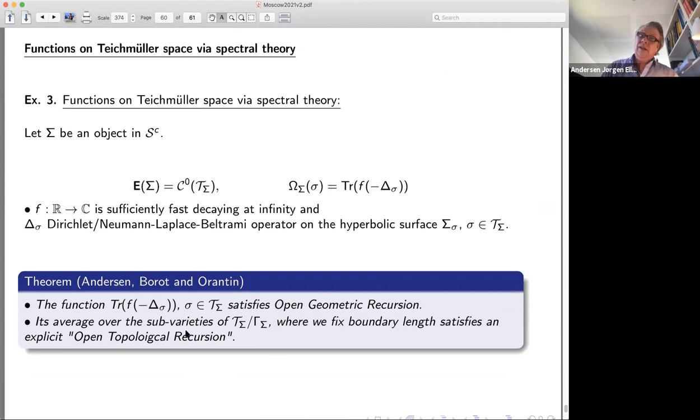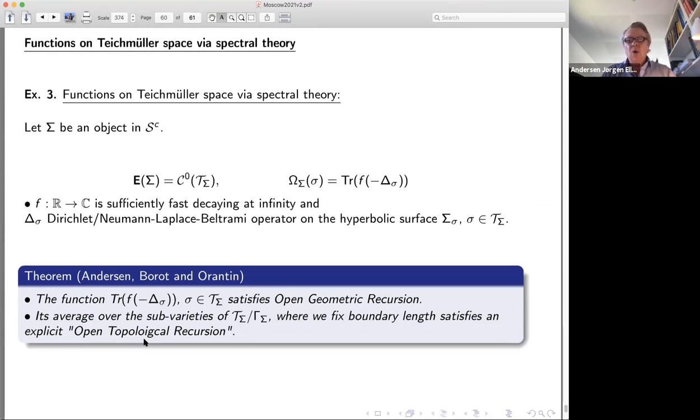And when you integrate this guy over moduli spaces, you will get some form of recursion which only depends on lengths of the boundary. And that's what we call open topological recursion. So I think Nicolas and Bertrand have looked at something like this before, and it fits the scheme with small modifications. So this is telling you can do integrals of this type.